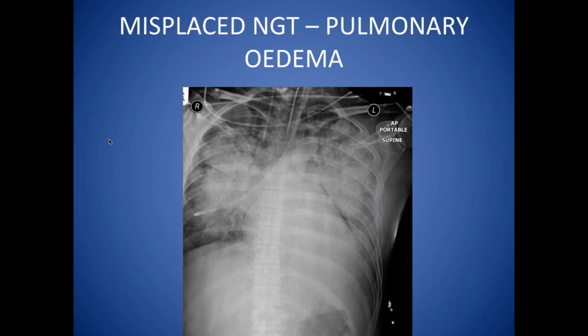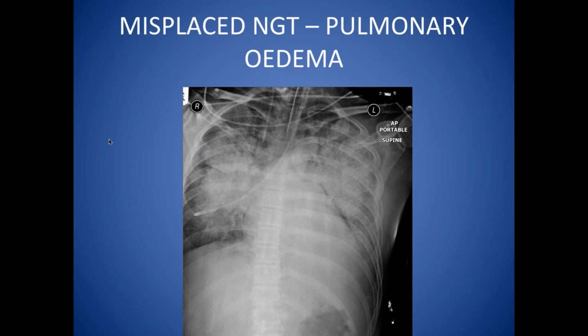This is a patient who has bilateral alveolar bat's wing pulmonary edema, very classical. The ET tube is in the correct position, just above the carina, within 5 centimeters and not nearer than 2.5 centimeters.